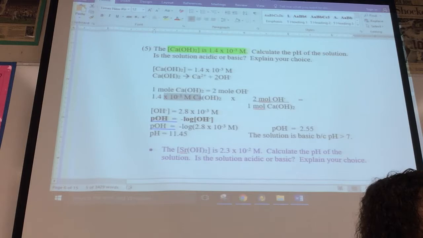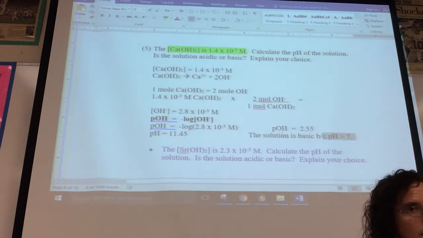We have the concentration of the base. To get the concentration of the hydroxide ion, we've got to take into account that 1 to 2 mole ratio. So the concentration of hydroxide ion is 2.8 times 10 to the negative 3rd molar. pOH is the negative log of that. And again, if you have a base, you're going after the pOH first. So the pOH is 2.55. How do I get the pH? 14 minus the pOH. Here's your pH, a basic solution with a pH greater than 7.